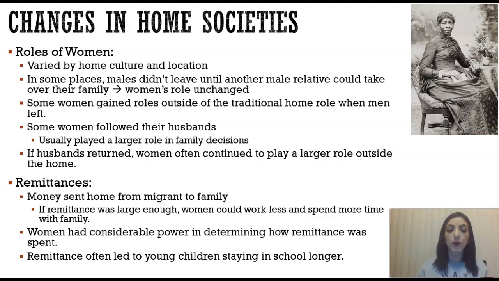Then you have remittances. Remittances is when you have a migrant who sends money home to the family. If a remittance was large enough, women could work less and spend more time with the family. Women had considerable power in determining how remittance was spent. Remittance often meant that young children could stay longer in school. So this was the case with a lot of people.